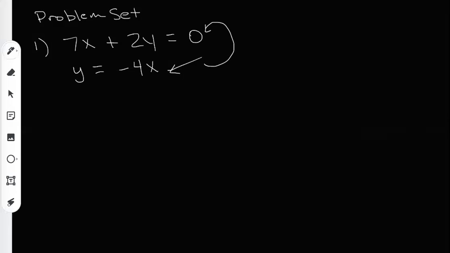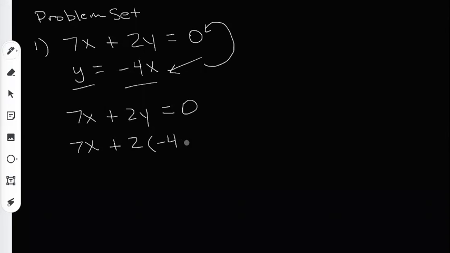All right, so how would I do that? Well, I know that y is the same thing as negative 4x, right? So what I can do is go back to the original equation, which is 7x plus 2y equals 0. And I can replace the y with a negative 4x. So all I'm going to do is replace the y with a negative 4x and go from there, while everything else stays the same.